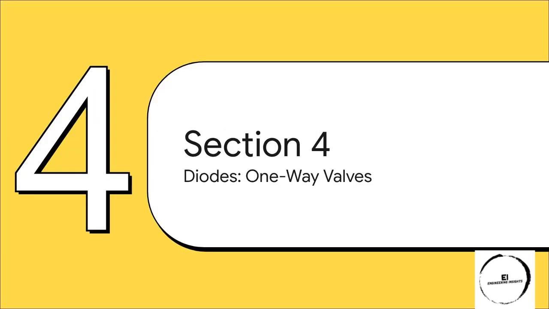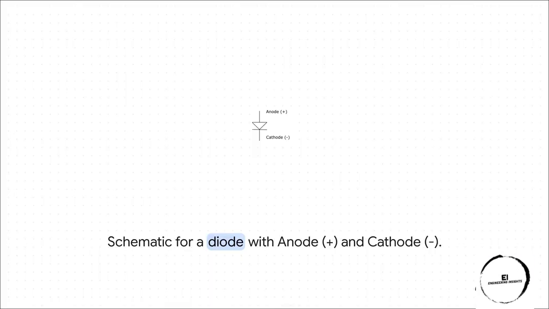Let's dive into section 4, diodes, the one-way valves. All right, so we figured out how to wrangle our voltage. Now we really need to look closer at the actual component we're trying to light up, the diode. Here is the schematic symbol for an ideal diode, featuring a flat line and a triangle. The top is the positive anode, and the bottom is the negative cathode.